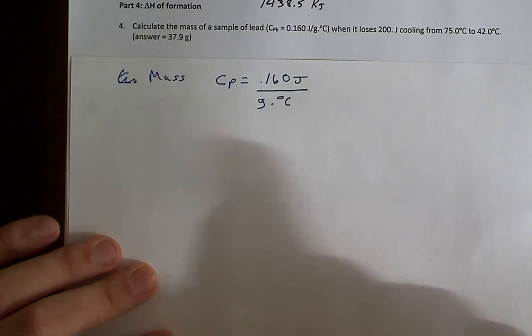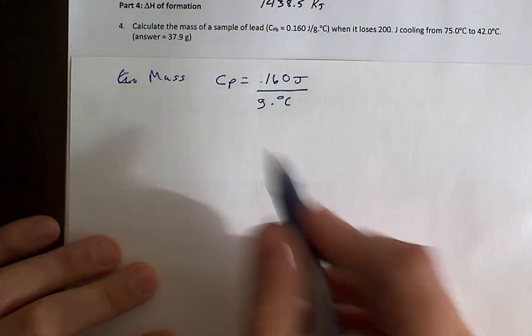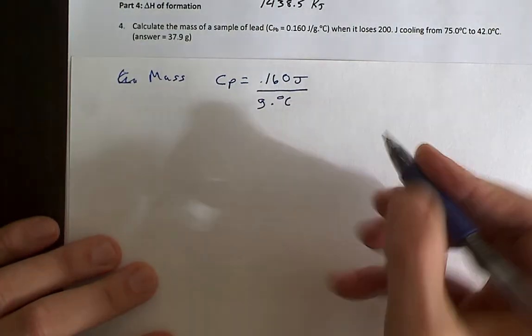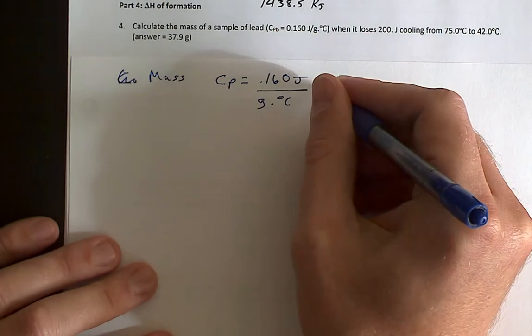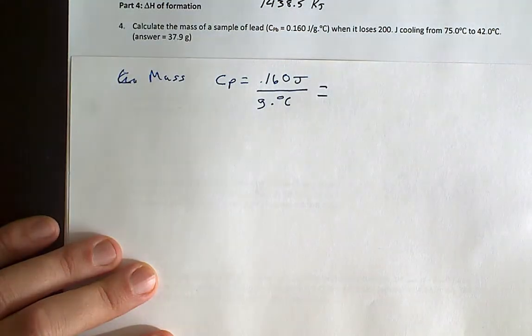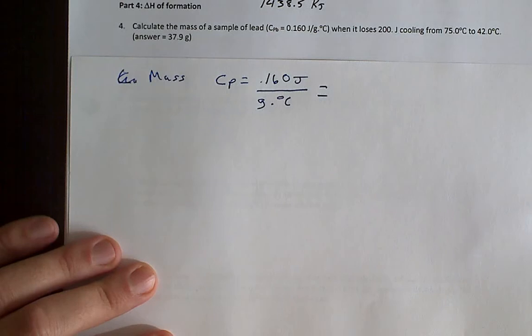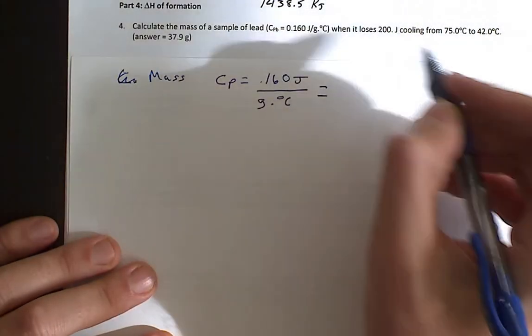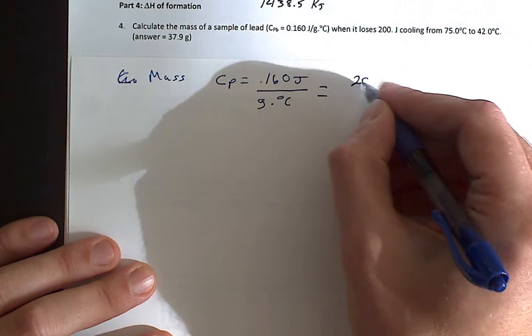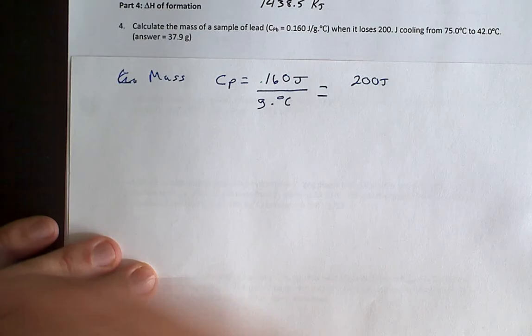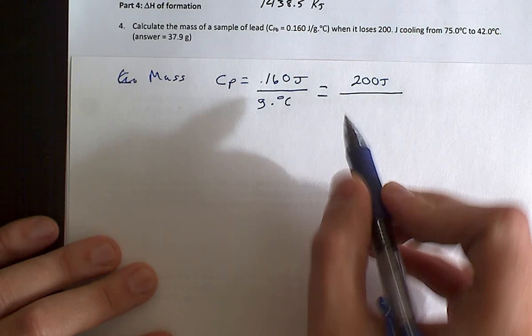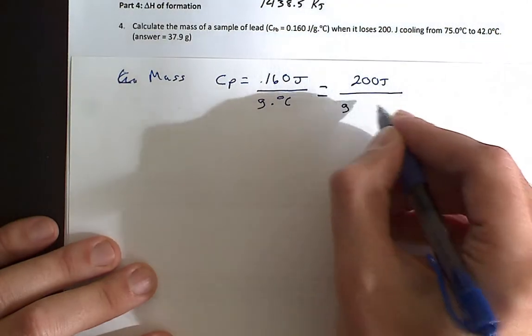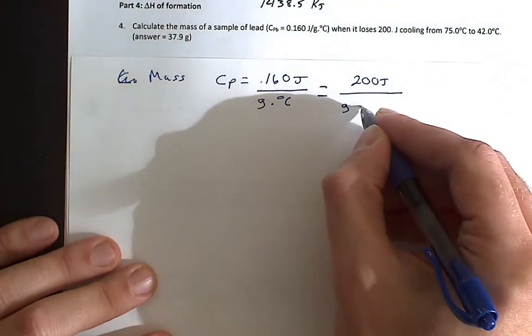So in this case, we're looking for the mass. Now, this is our ratio that's already given. So what we can do is we can set this equal to the quantities that we have. So we're given something that loses 200 joules. All right, so 200 J. And we don't have the mass, so the grams is our unknown. And then we're going to divide this by our temperature change.